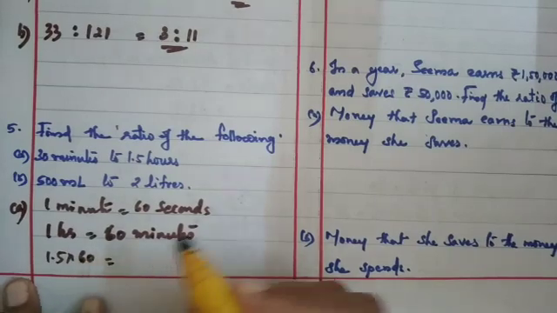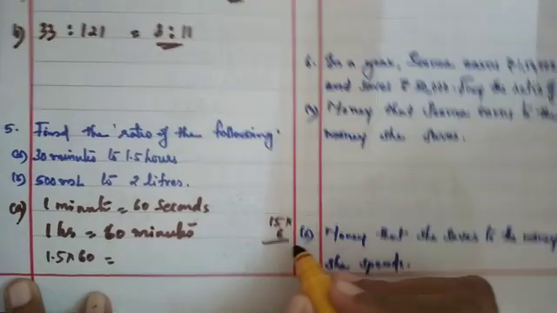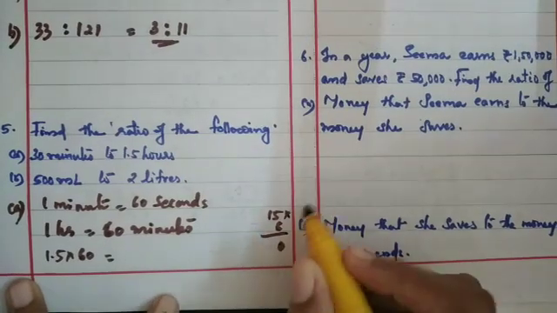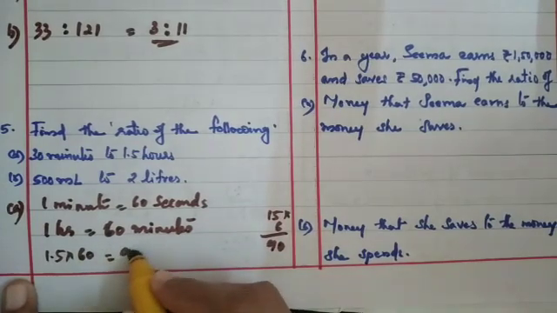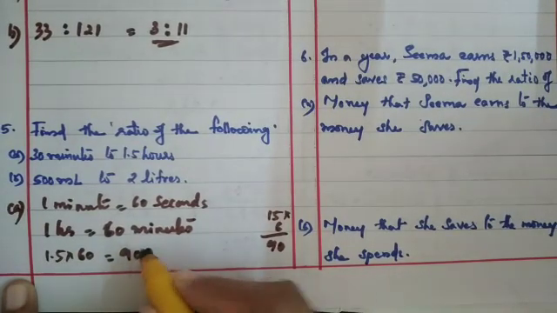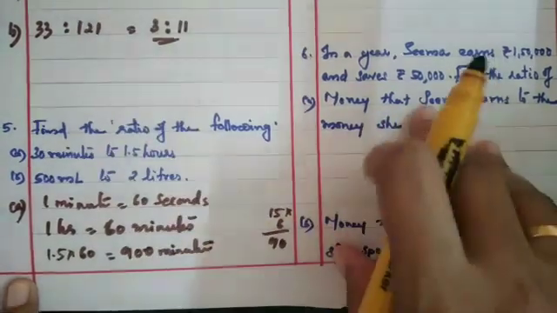1.5 multiplied by 60. 15 multiplied by 6. 5 6s are 30, 3 remainder. 6 plus 3 is 9. And 1 more 0, 900. Here one decimal is there. 90 minutes. 1.5 hours is equal to 90 minutes.